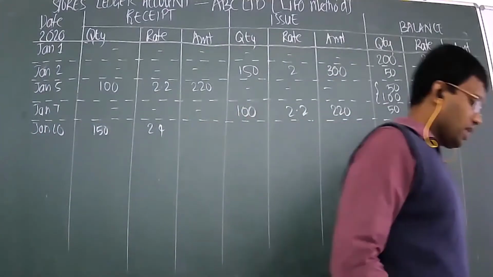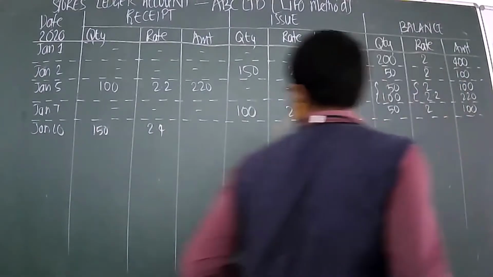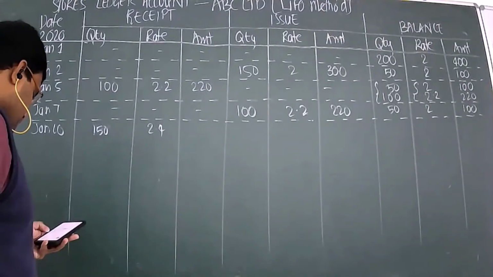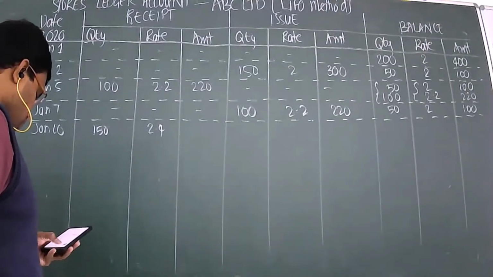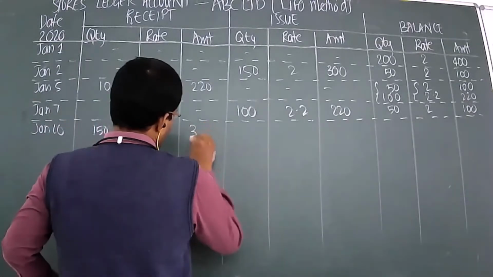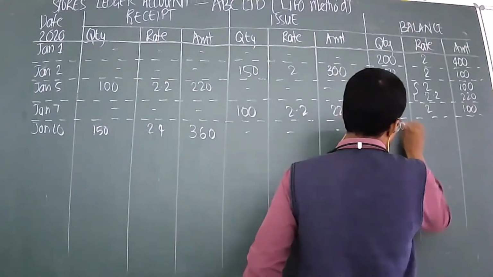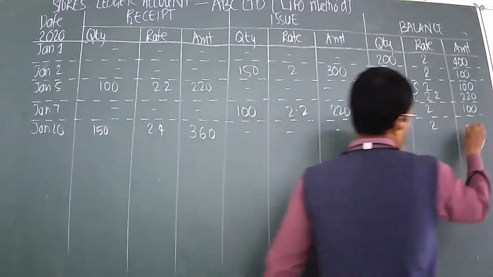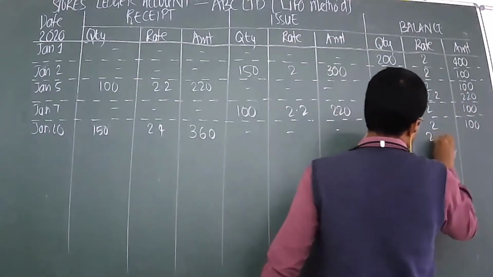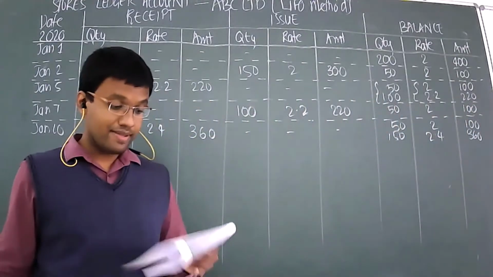So let's record the balance details for this. 150 of this that you had bought at 2.4, it works out to be 360. Now let's record the balance. So 50 you have, this was bought at 2 rupees. Now you have a recent batch of 150 that you bought at 2.4. This works out to be 360.